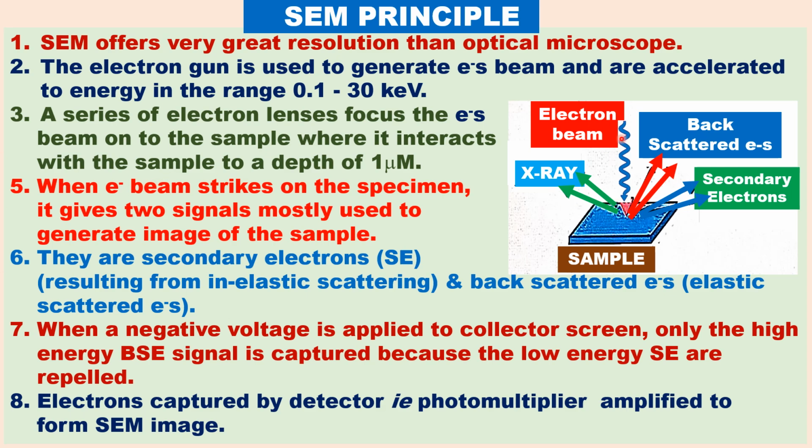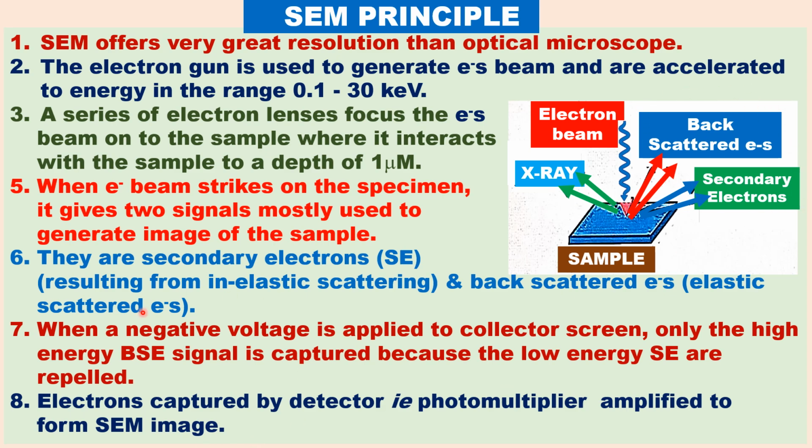When the electron beam collides on the specimen, it gives two types of signals to generate the image of the sample. They are called secondary electrons and backscattered electrons. The secondary electrons are obtained from inelastic scattering, and backscattered electrons are obtained from elastic scattering. These are used to generate the image.